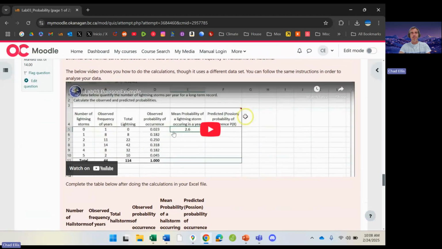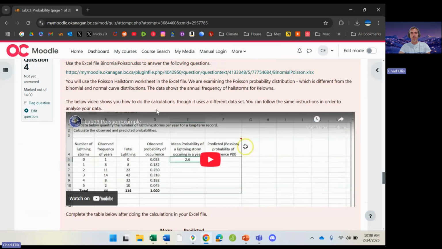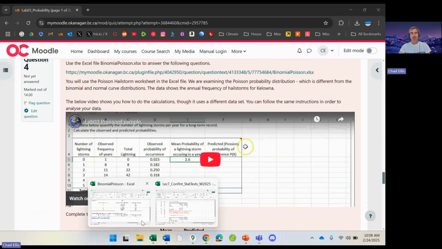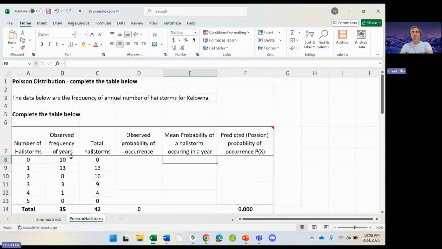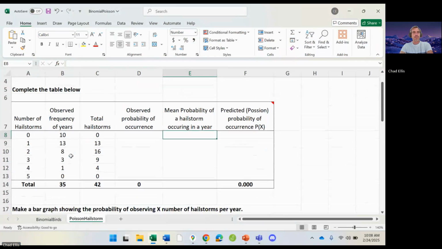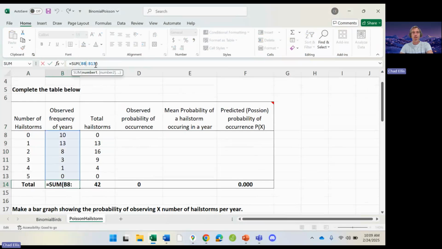Same kind of idea, but now we're going to be looking at the Poisson distribution. I'm going to go back to my Excel table. It's on the second tab there, Poisson hailstorms. So this example, and again, we've done a similar example in the lecture, gives us this table where it lists the number of hailstorms and how many years each of these numbers of hailstorms has occurred. We've also determined the total number of hailstorms just by multiplying column A and column B. And we've summed up column A, column B and column C.